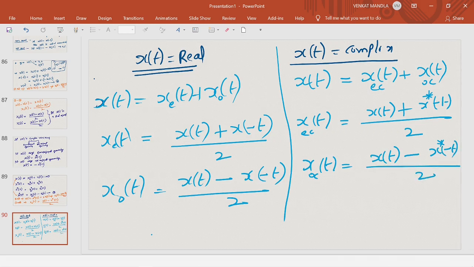Just put a conjugate. So here to here, these two cases, the difference is only conjugate. Only conjugate for x of minus t. That's it. Okay, next.